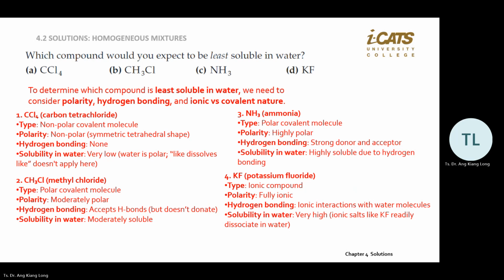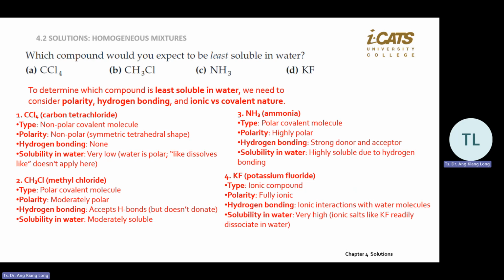KF, if you look at the periodic table, one is metal, one is non-metal, it forms ionic. So polarity is ionic. So ionic, it doesn't tell you whether it's positive or negative. It just forms ion, right? So hydrogen bonding, does it have hydrogen or not? Don't have hydrogen. So no, do not have hydrogen bonding, right?